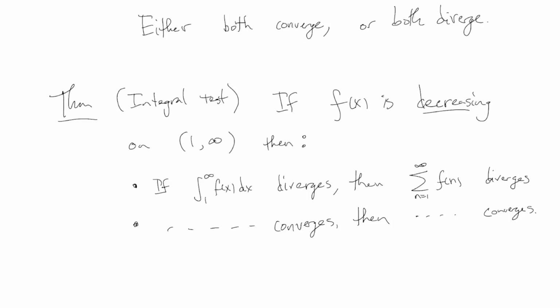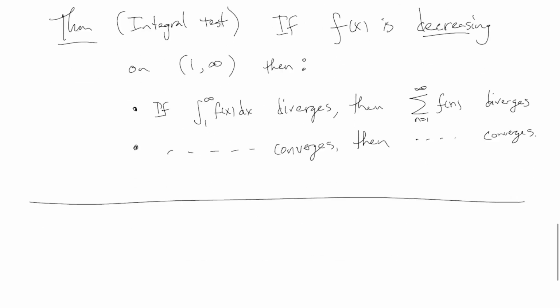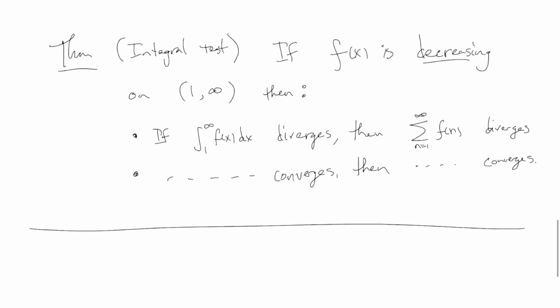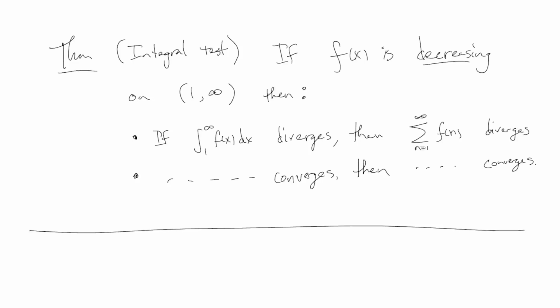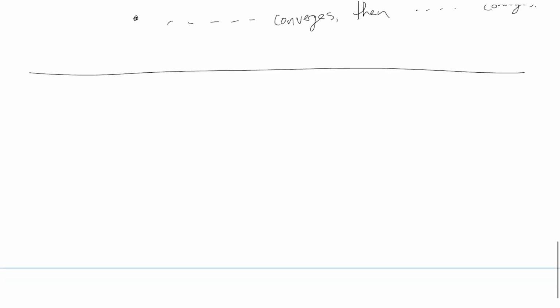So let's try to do a couple examples here. This is the integral test, all right? It just says if your function is decreasing, then the convergence of the series is the same as the convergence of the integral. So let's use the integral test to test the convergence of the sum of 1 over n. Now, we already know because of what we talked about last time, this diverges, so hopefully that's going to be the answer.